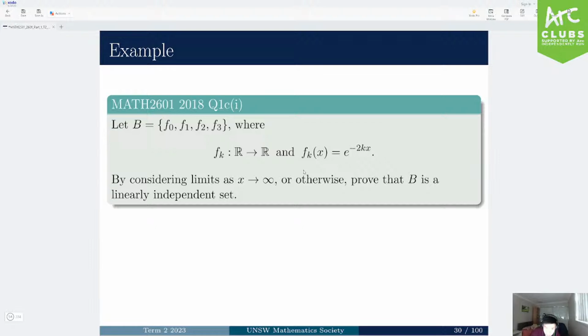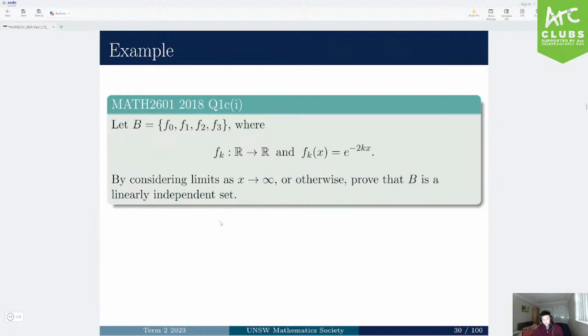We have a quick example here. Let B be the set of four functions f0, f1, f2, and f3, where f_k from the reals to the reals is defined as f_k(x) equal to e to the minus 2kx. Consider limits as x goes towards infinity. Prove that B is a linearly independent set.